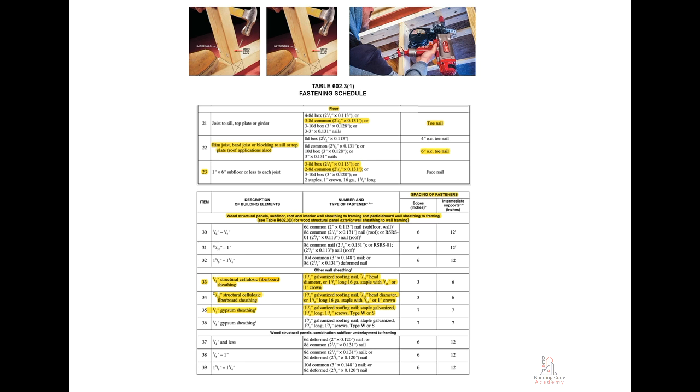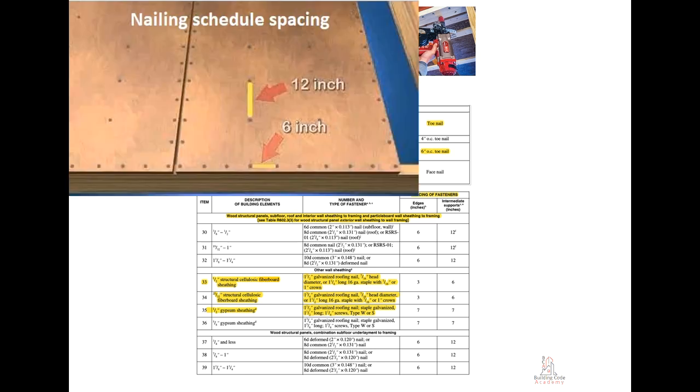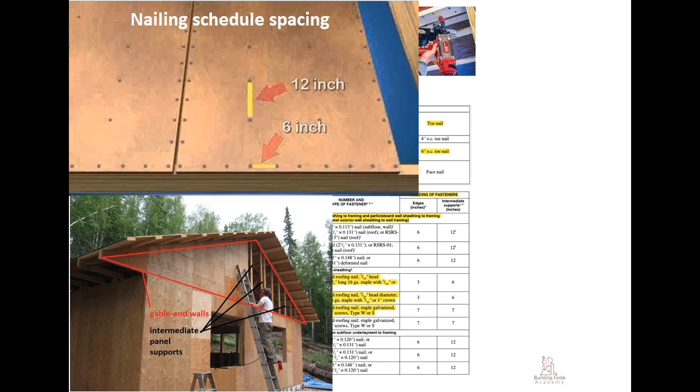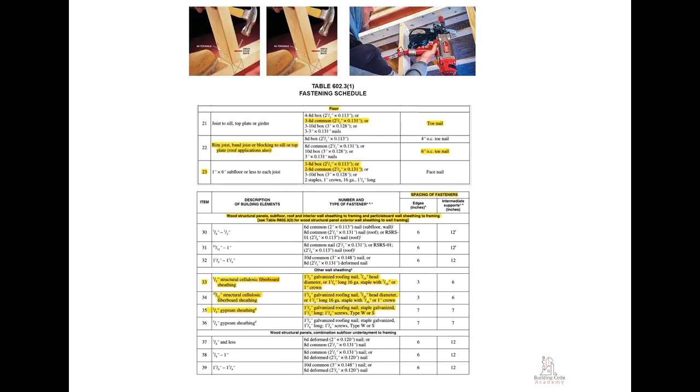602.3.1 Fastening Schedule. Wood and wood-based products used for load supporting purposes shall conform to the applicable provisions of this section. The nailing schedule is typically 6 inches on center at supported panel edges, including gable end walls, and 12 inches on center over intermediate panel supports. However, a minimum 8D nails, 0.131 by 2.5 inches, are recommended for all panels 5/8 inch thick or less.